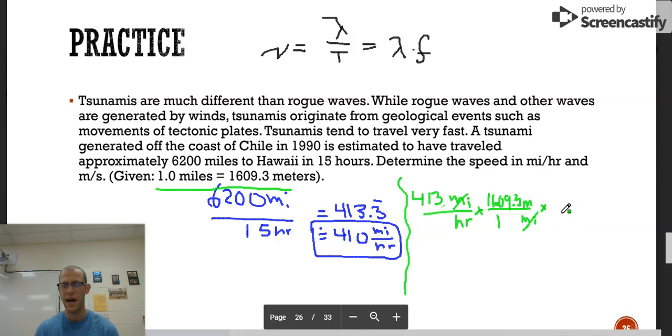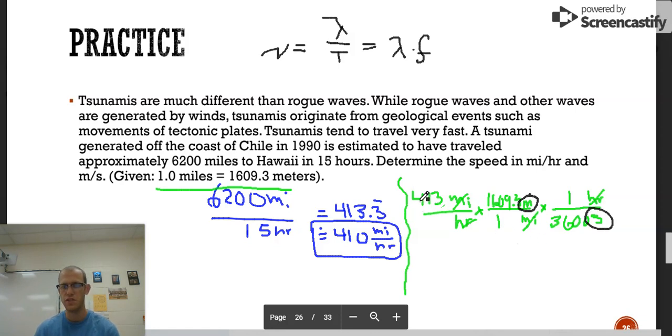Next, we need to get rid of the hours and get out seconds. So that means if I want hours to cancel out with the hour in the denominator, I need 1 on top, which means seconds will then have to be on bottom. So 1 hour has how many seconds in it? Well, it has 60 minutes, and each minute has 60 seconds. So 60 times 60. That'd be 3,600 seconds in 1 hour. So hours cancel. The 2 labels I will be left with are meters and seconds, which is what I want.